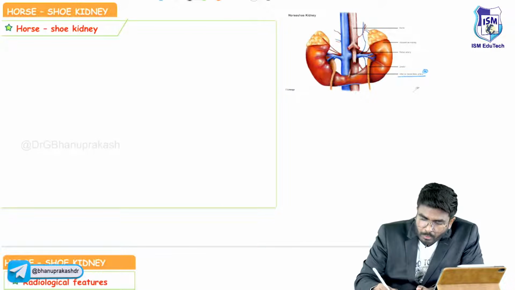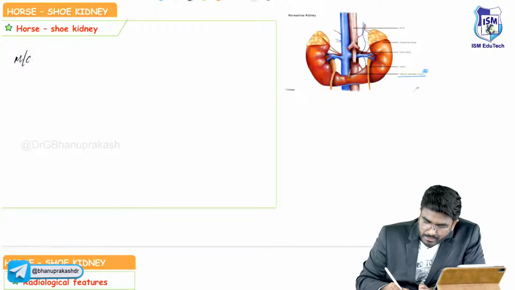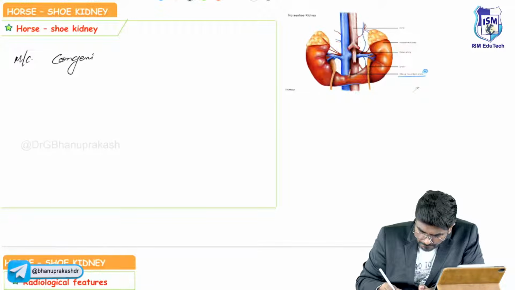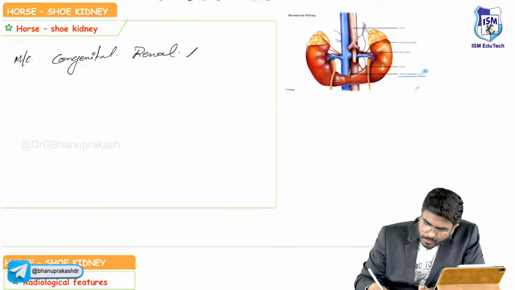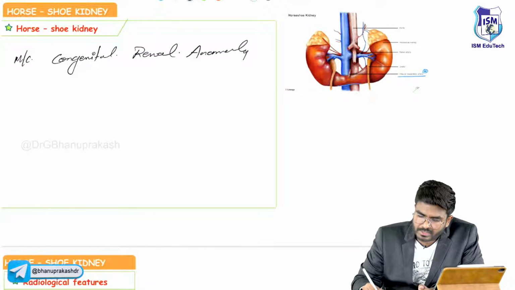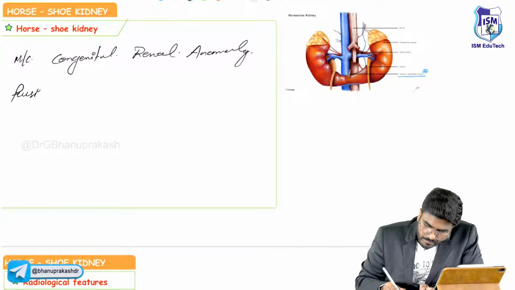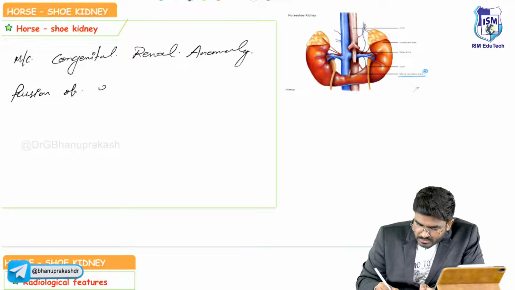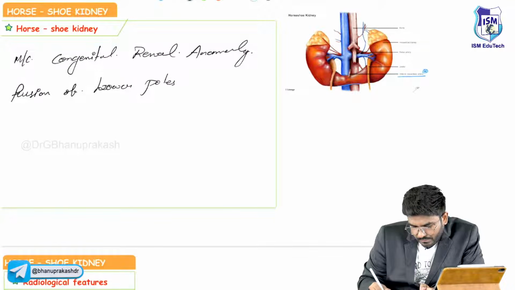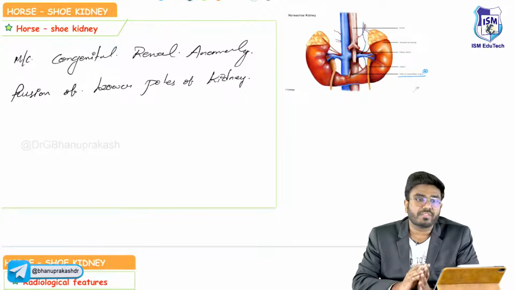Write down the important points one by one. Horseshoe kidney is the most common congenital renal anomaly. Now, what is happening here? There is a fusion of the lower poles of the kidneys. This is the second important point which I want you to know.